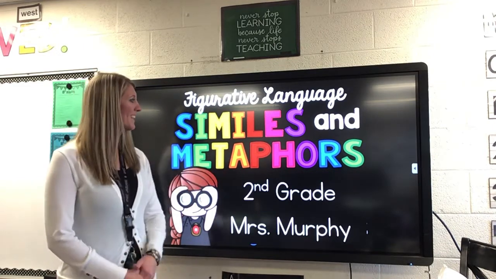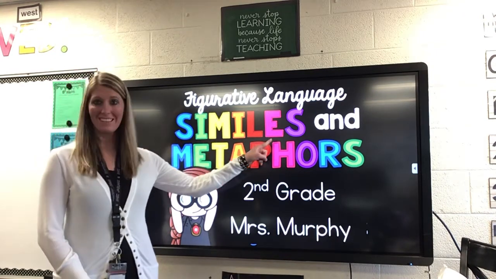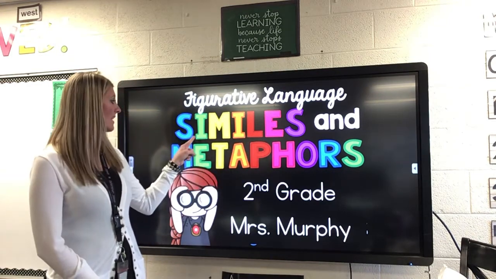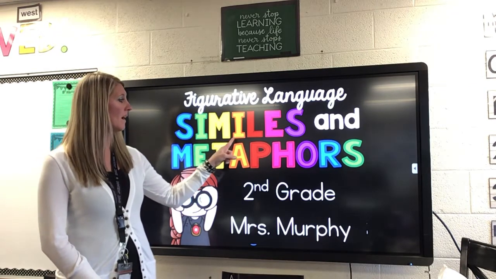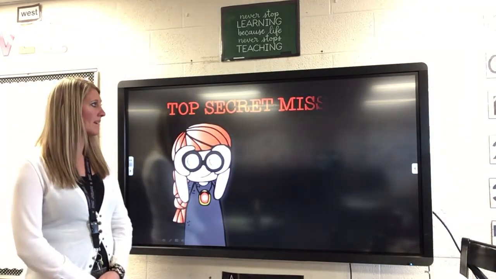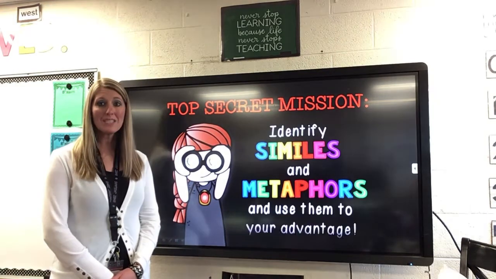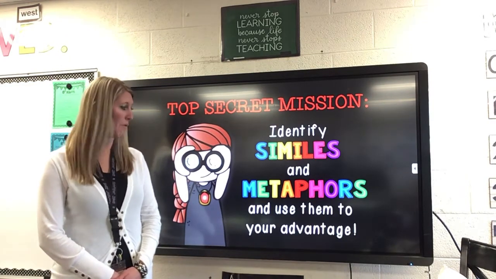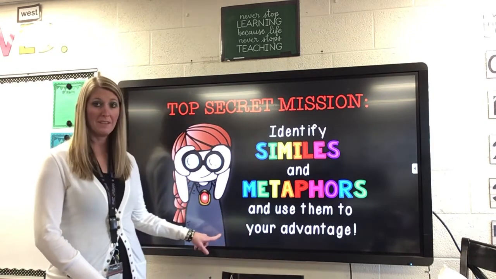If you look at this word, a lot of times second graders see the word smile, S-M-I-L-E-S, or smiles, but this word simile has an I in it. So when you sound it out, similes. Here is our top secret mission. We need to identify what are similes, and we're going to learn a little bit about metaphors, and we're going to use them to our advantage.